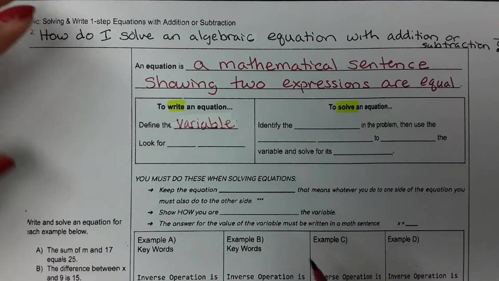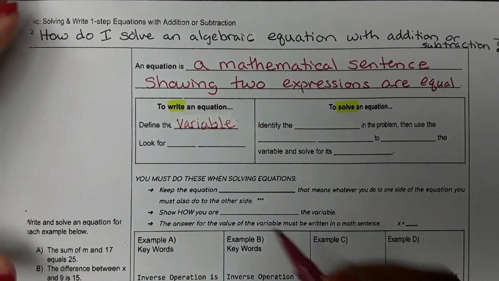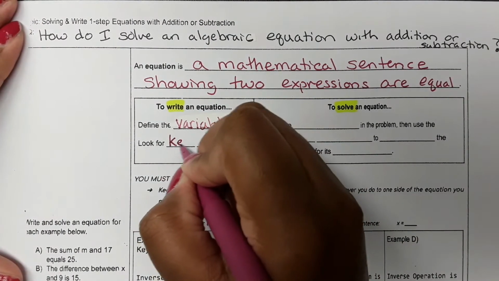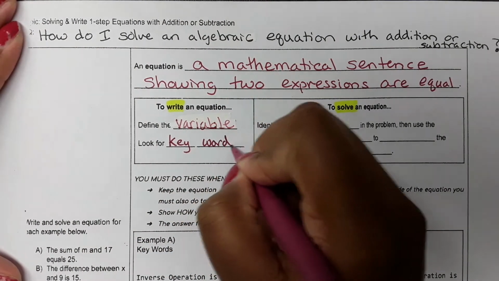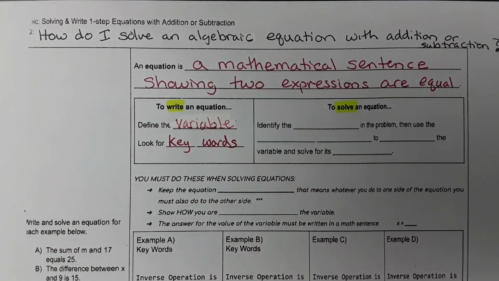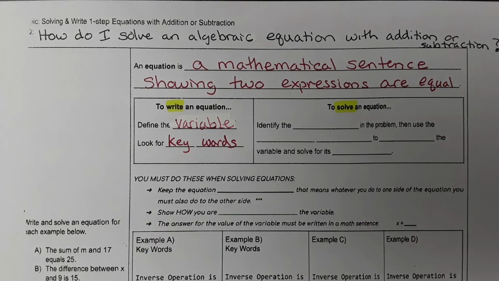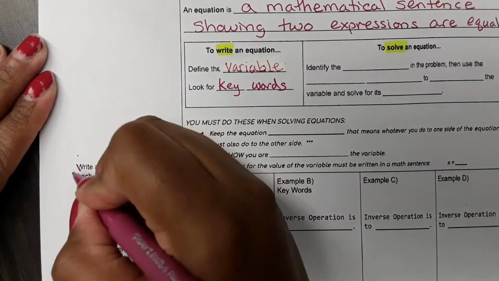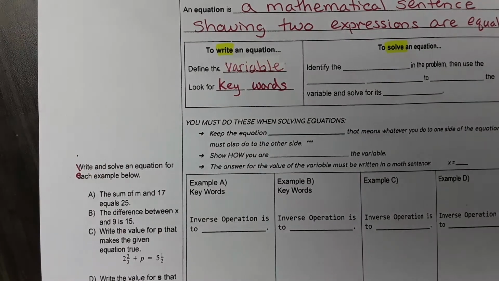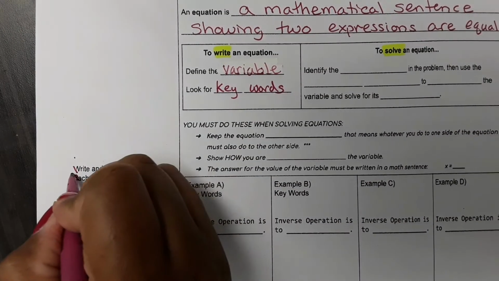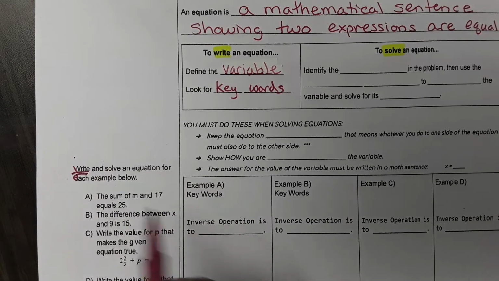The second step, which is the super important part, is to find or look for the keywords. These keywords are going to tell us what to do with our equation, like what operation to perform and where the numbers or the letters need to be. So it's really important that we find our keywords. I'm going to finish this out on the left-hand side because it got cut off. Right now, we're going to work on the right part of the page, writing and solving an equation for each example.